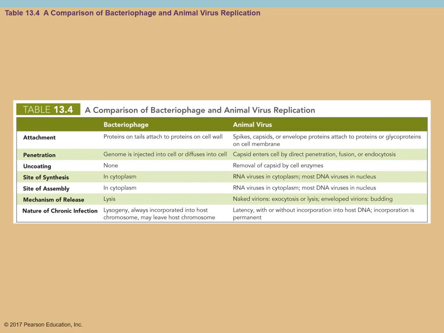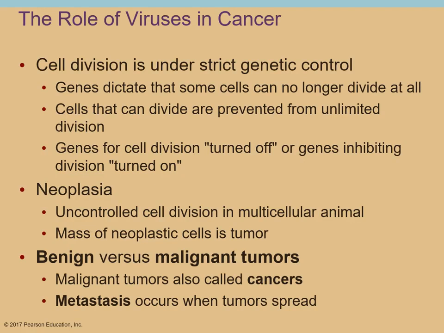This chart or table is a comparison of the bacteriophage versus the animal virus replication processes. Cell division is under very, very strict genetic control. It's regulated very, very closely. Some cells, once they're formed, can no longer divide at all. Some are very, very closely regulated. You don't want just uncontrolled cell division. That leads to tumors and leads to cancer. So the regulatory genes are very important for determining the rate of cell division.